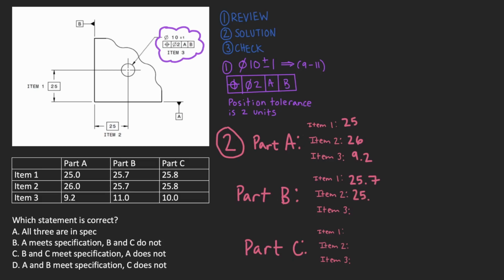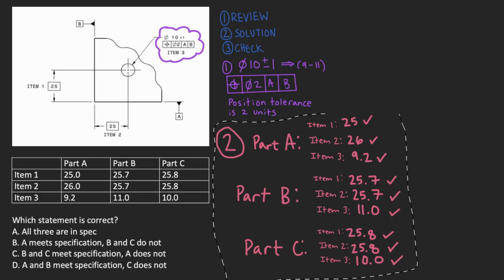Doing the same thing for part B. I'm not going to go through all of these because you could do that on your own, but we're going to find again that items 1, 2, and 3 are within the tolerances. And for part C, items 1, 2, and 3 are again all within the tolerances specified by our feature control frame and by our diameter tolerance. So every item is in spec for parts A, B, and C.